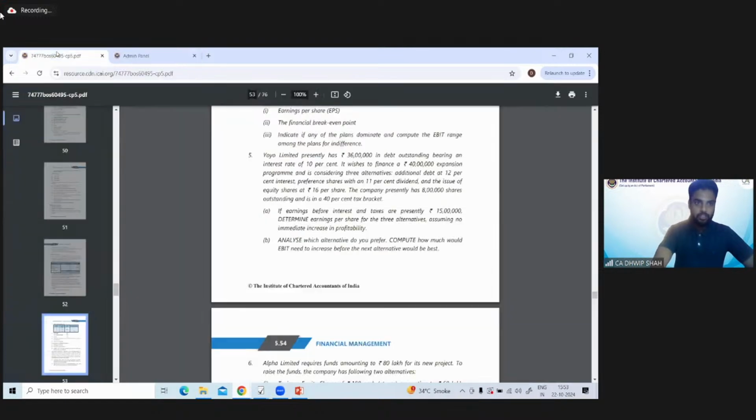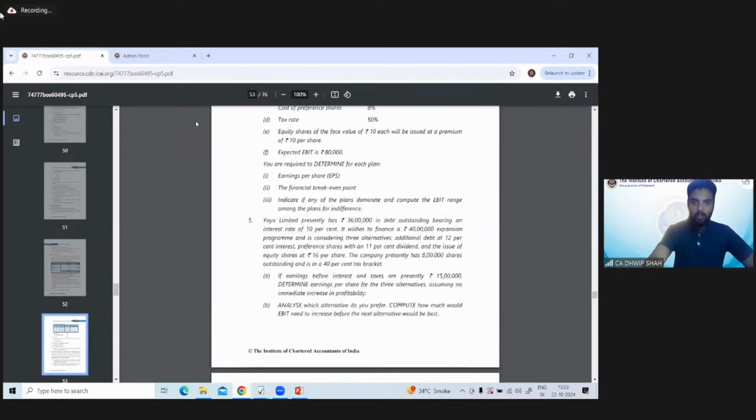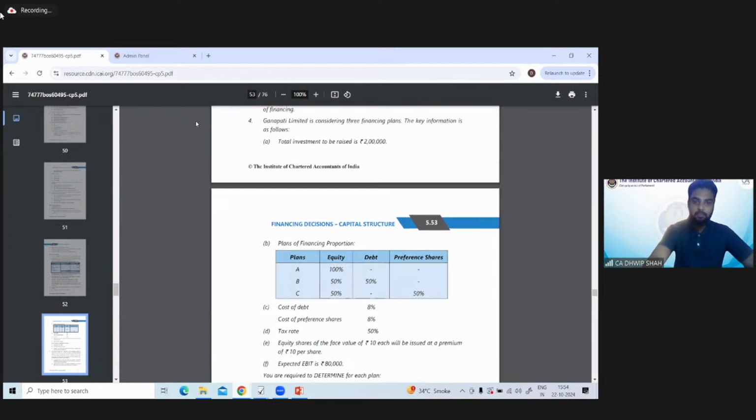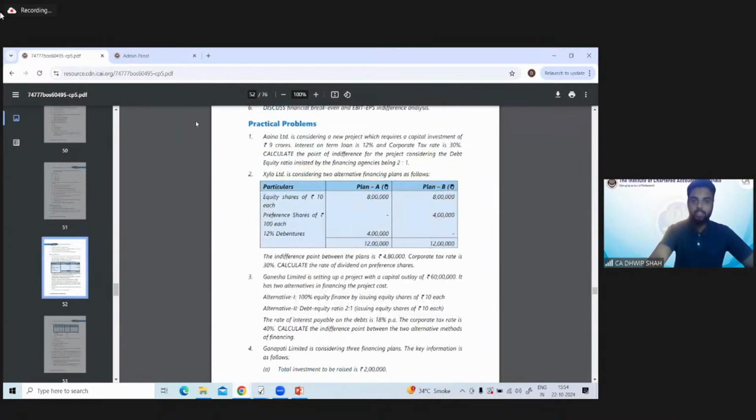Let's come to question number 1 now. So our learning objective 1, evaluation of different financing plans and selection of the best one. We have learned that. Second learning objective, indifference point. उसका मतलब क्या होता है? We have learned that. And how to solve that? We have learned that. Now let's try to solve more and more practical problems so that it gets more clear.